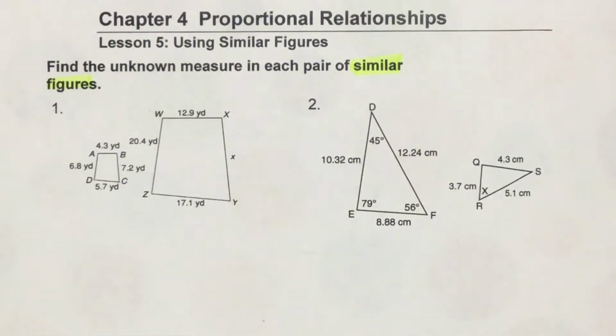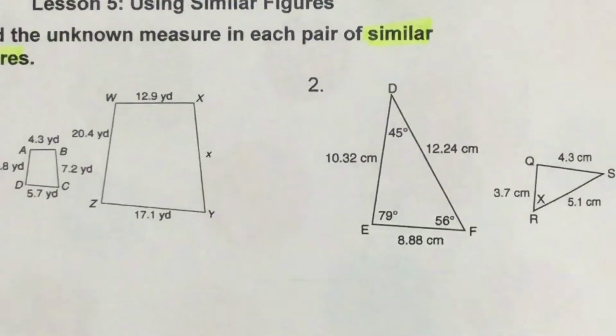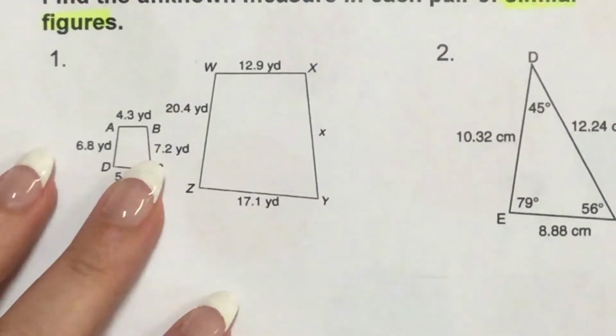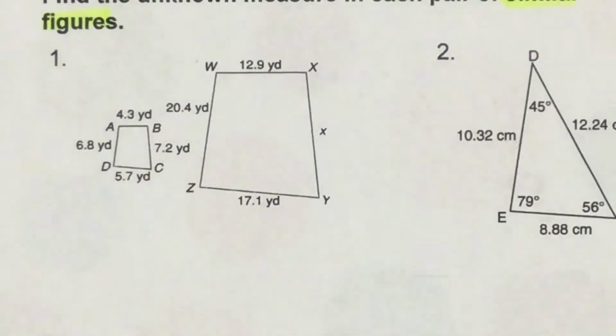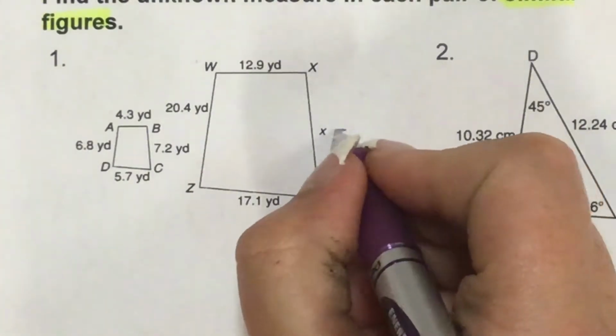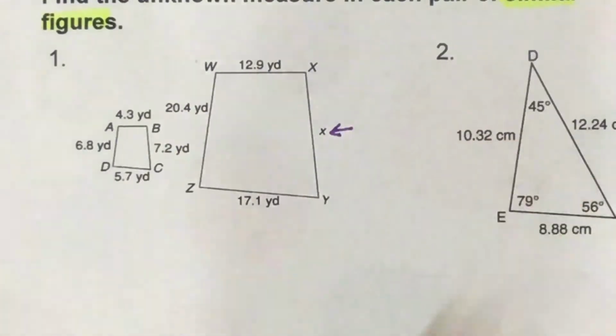Let's look at number 1. When I'm looking at number 1, I'm going to zoom in a little bit. I notice that the value that I'm trying to figure out is right here. Here is my x. I know that these figures are similar, so I can determine what that value is. So I'm just going to go ahead and identify the similar sides.